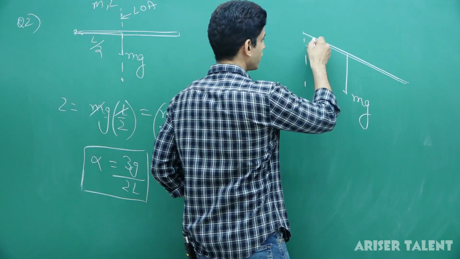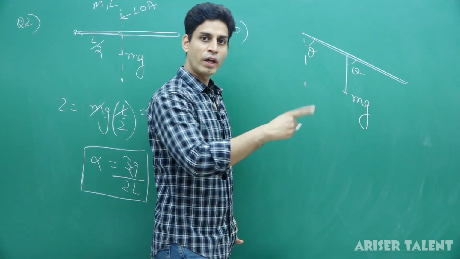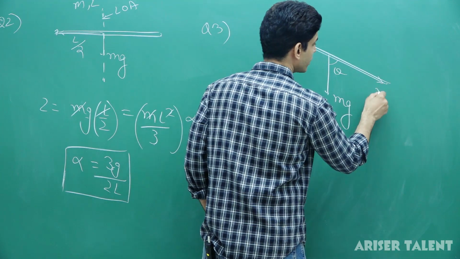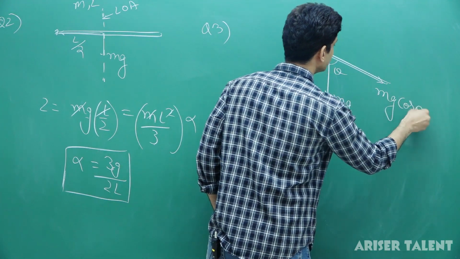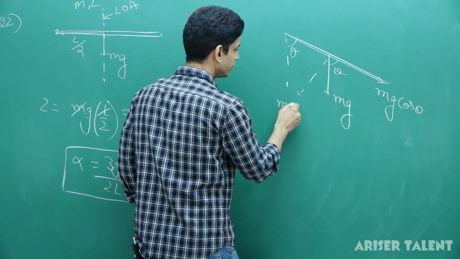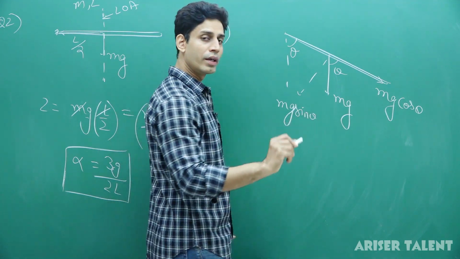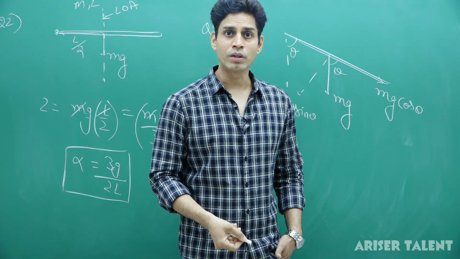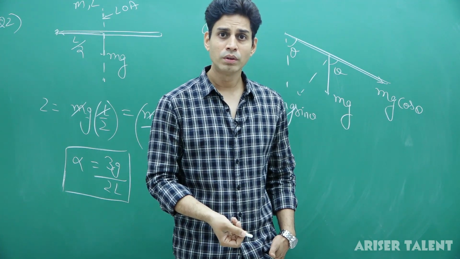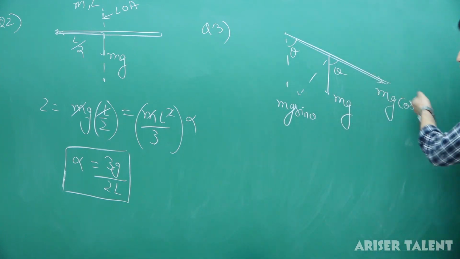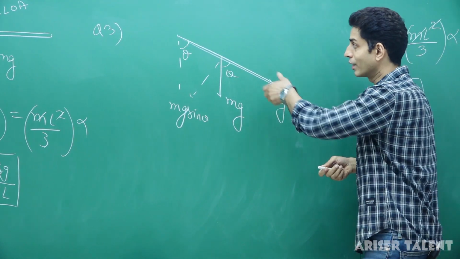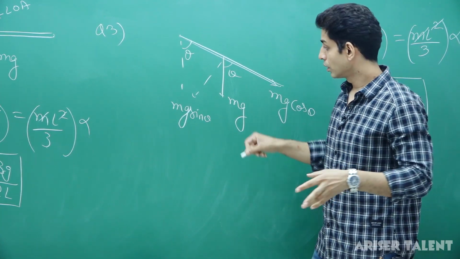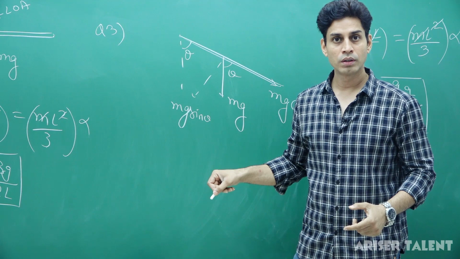Now, this angle is theta. Now, mg is a force. Force is a vector quantity. Every vector has components. So this component is mg cos theta and this is mg sin theta. Now, it is clear that this mg cos theta is doing what? It is creating internal tension, but it is not providing any torque. It is just pulling the rod. It is not rotating it. This mg sin theta is rotating the rod.